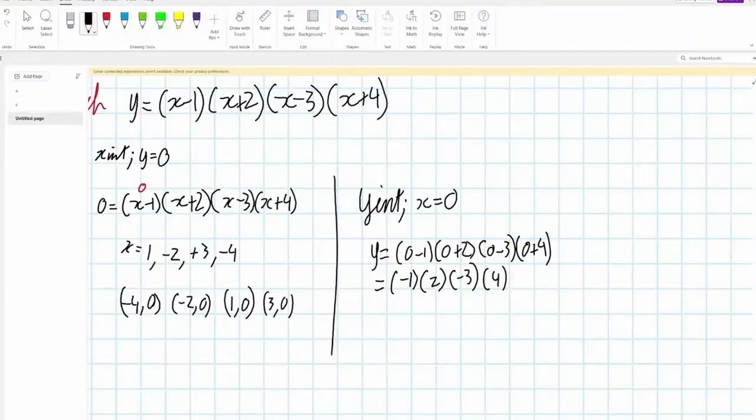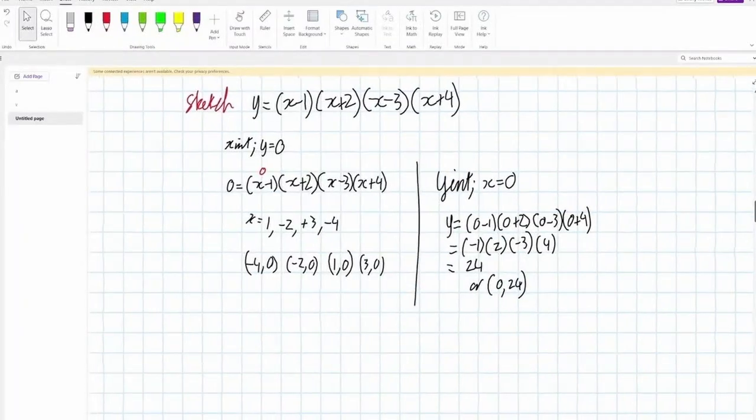And because we have a negative and a negative in here, that's going to give us a positive times by 2 more positives. Our answer is going to be positive overall. So what is 1 times 2? It's 2. 2 times 3 is 6. And then finally, 6 times 4 is going to be 24 there. Or in coordinate form, that would be 0, 24. And so that's all we need to graph our graph here.